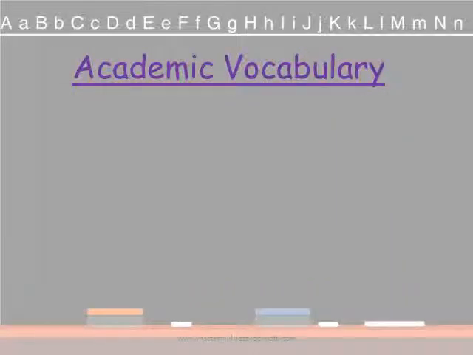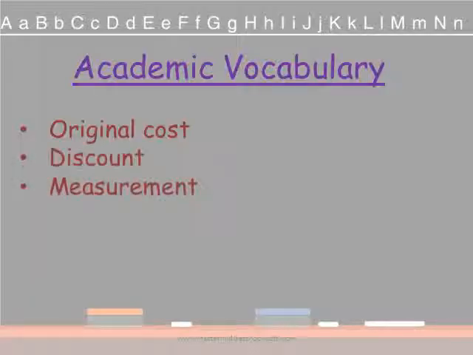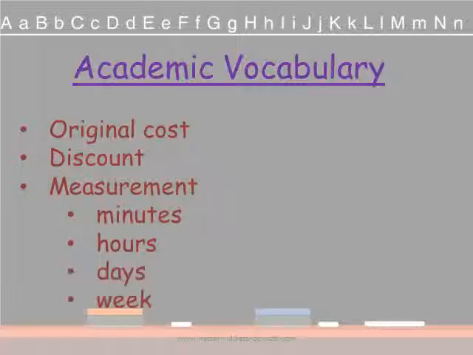Okay, here are some of the new academic vocabulary words that you learned during this lesson. Now remember, you're going to take these words and you're going to write the definitions in your own words and draw a picture to remind you of what the word means. Original cost, discount, and then here are some measurement amounts that you need to understand. Minutes, hours, days, and a week. Remember to write these in your own words and draw a picture as an example.